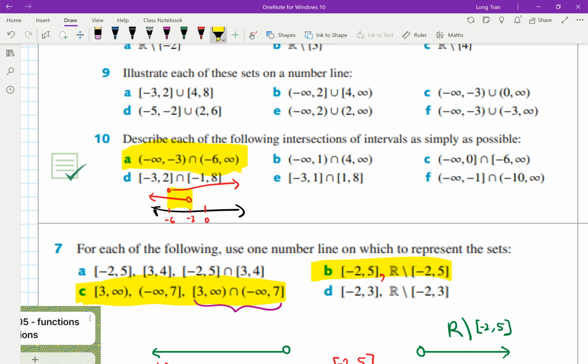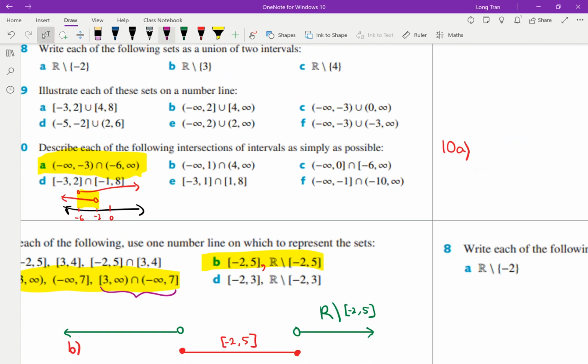So if I were to write it, the best way to describe that entire thing is just to simply say it's from negative 6 to negative 3, non-inclusive. That's essentially the region they're looking at. So that's what they mean by as simply as possible. It's from negative 6 to negative 3, non-inclusive. And the power here is to be able to visualize it on a number line without drawing it, of course.